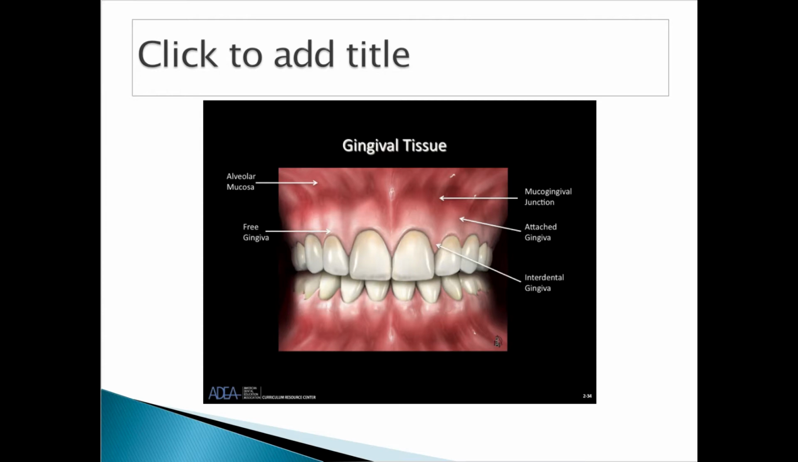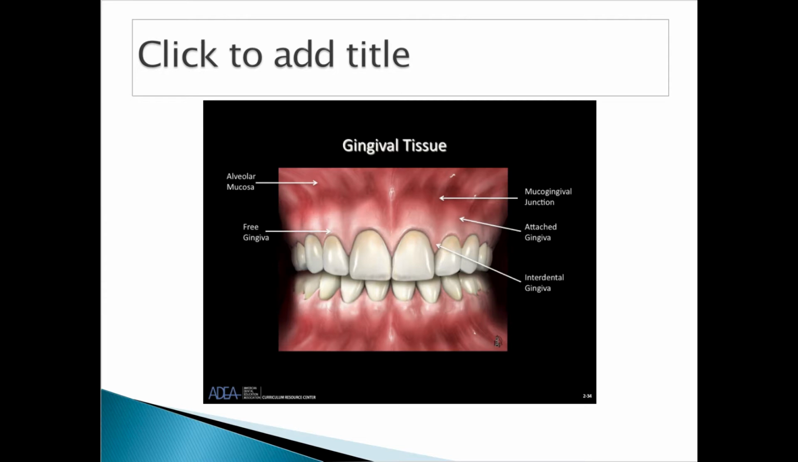Next, let's define mucogingival junction. The mucogingival junction is the dividing line between the gingiva and the alveolar mucosa. Think of it as the demarcation between a keratinized and non-keratinized tissue, terms we will define in upcoming slides.